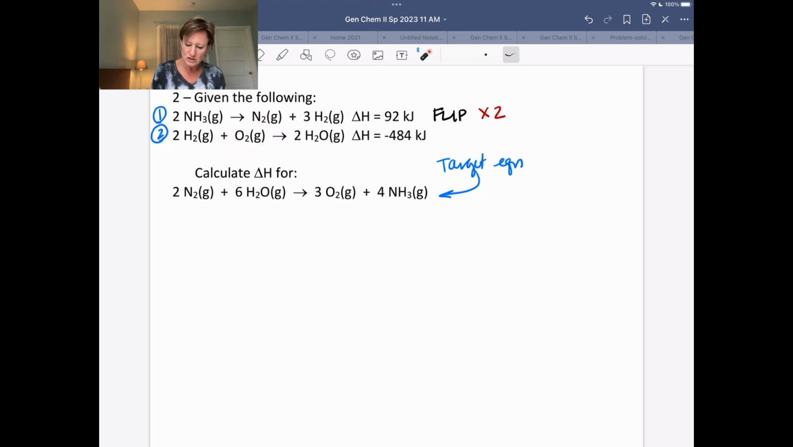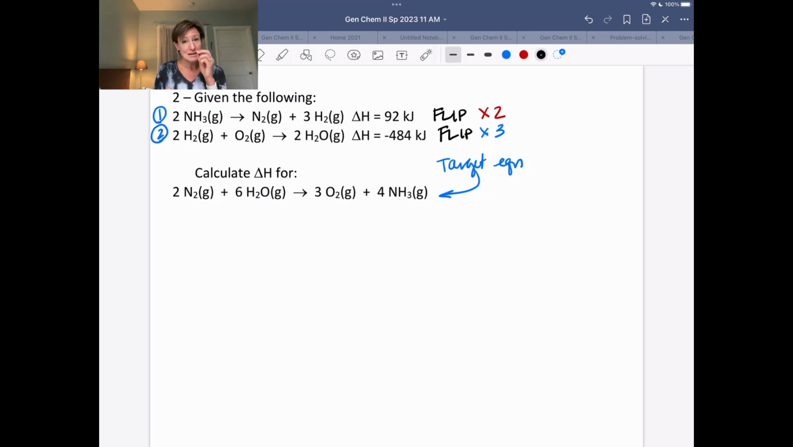How about O2? O2 is on the left. O2's on the right. Another indication that I need to flip a chemical equation. So I'm going to be flipping this one and noting here that I had one O2 on the left and three O2's on the right. That's a good indication that I'm going to need to flip this equation. So that's that first strategy, comparing your equations, identifying the kinds of manipulations that you need to do, whether they're flipping the equations, scaling them, or in this case, both.